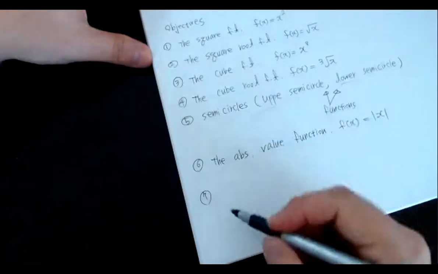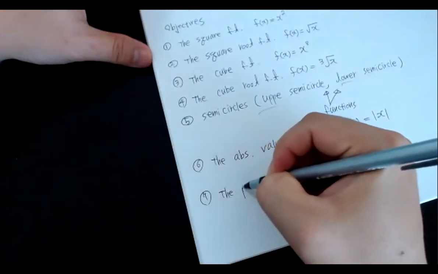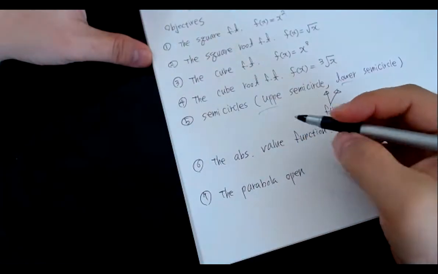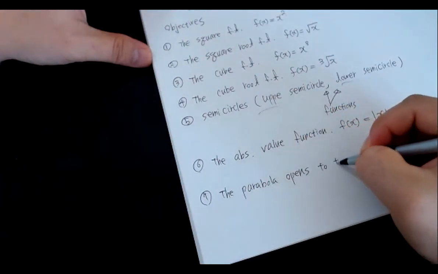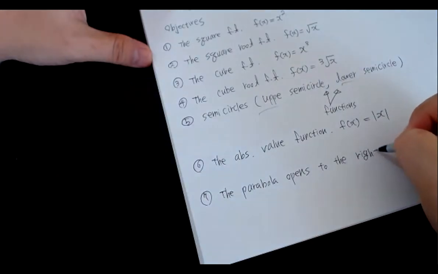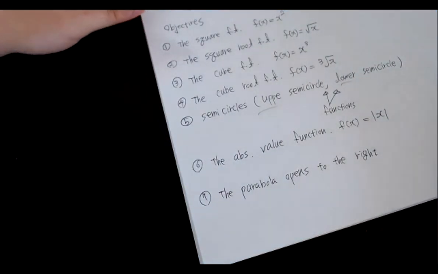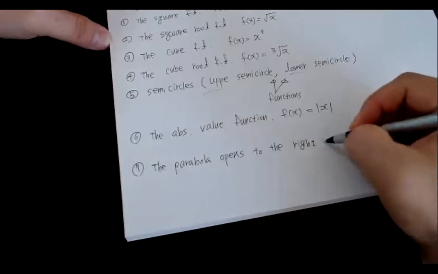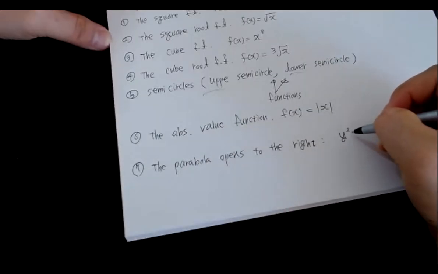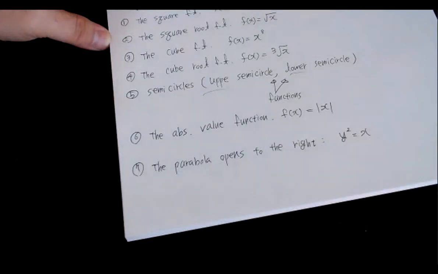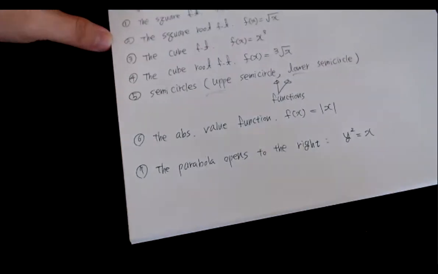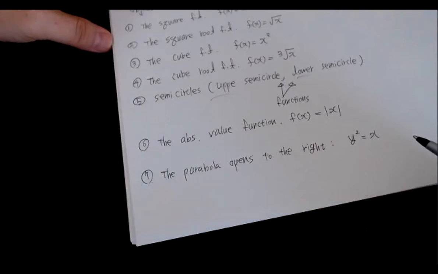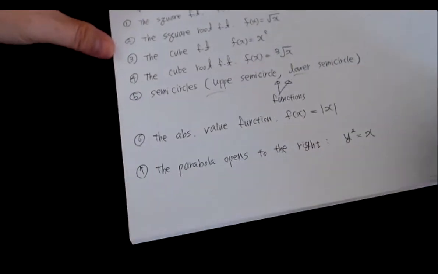Number 7 is not a function. The parabola that opens to the right: y squared is equal to x. So why is this not a function? Think about this.